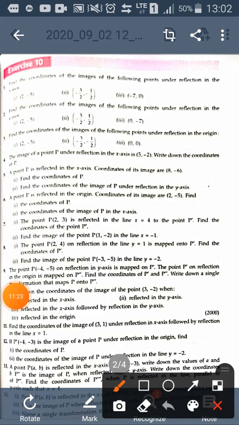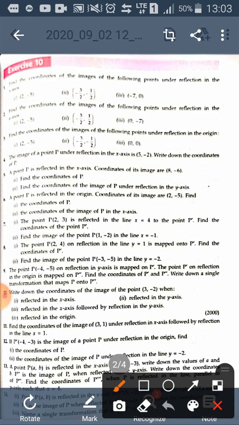So number 6 is the same type of sum. Only here it is said a point P is reflected in the origin, and the image is 2 comma minus 5 after getting reflected from the origin. So the actual point will be a total sign change: minus 2 comma 5. I'll change the sign of both the coordinates. This is my point P. And what will happen to point P if you reflect it along the x-axis? I want you to do it.